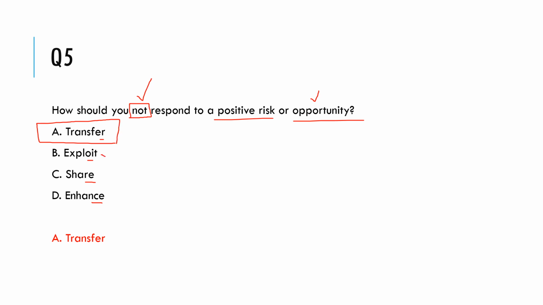You can exploit it. You can try to see how you can increase the chances, the probabilities of the positive risk or the opportunity to materialize. You can also try and share this so that you can bring in a new partner and you can kind of make sure that the opportunity does materialize. You can enhance it as well. You can try to see what you can do from your end to enhance the chances of the opportunity materializing. But will you ever transfer an opportunity? That is not how you will respond to a positive risk or an opportunity, and that is why this is the right answer.